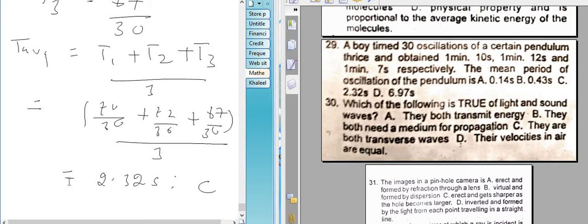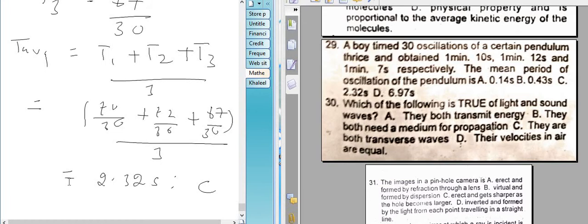Question 30. Which of the following is true of light and sound waves? A. They both transmit energy. B. They both need a medium for propagation. C. They are both transverse waves. D. Their velocities in air are equal. Here the correct option is A, because sound and light both transmit energy. The only difference is light transmits light energy, while sound transmits sound energy, but they are both forms of energy. Therefore, light and sound are energy transfer phenomena.